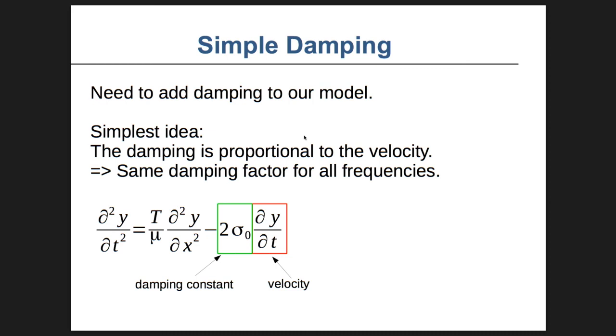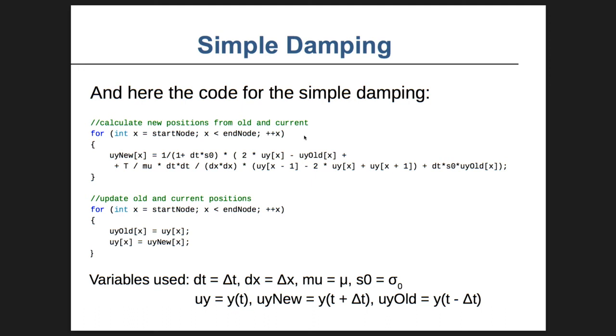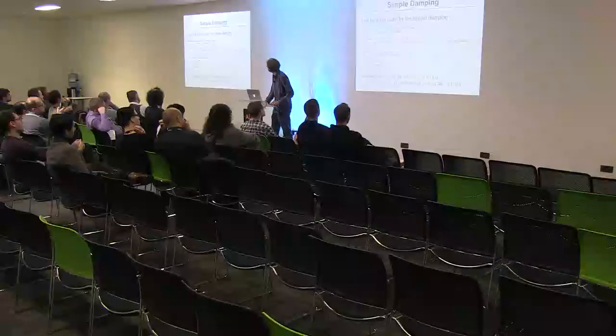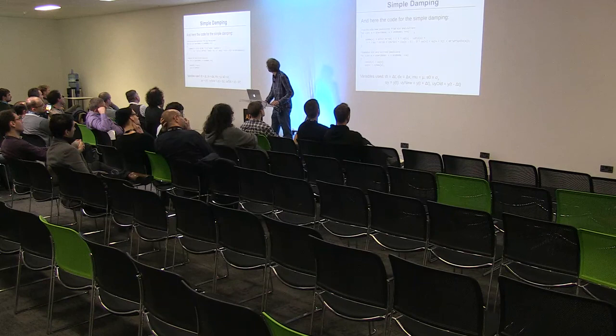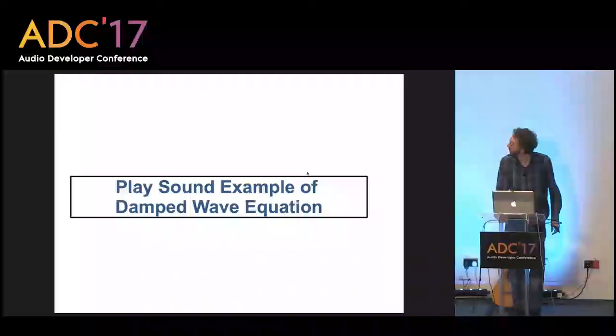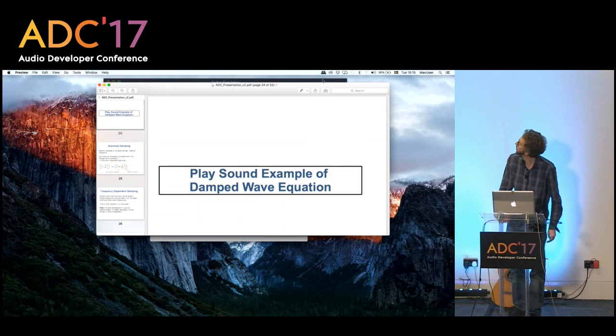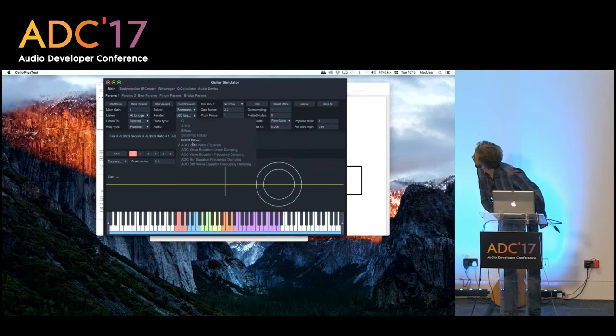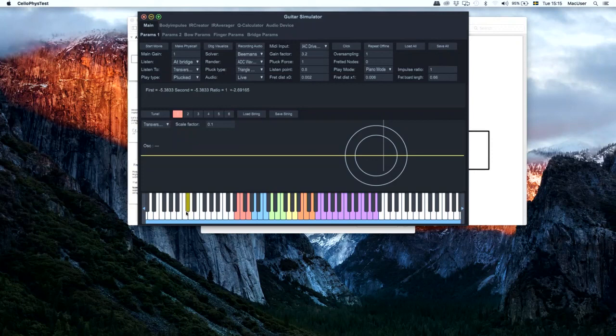And this can, of course, also be put in C++ code again. It's slightly more complicated than before, there are a few more terms, but it's still only 10 lines of code. Okay, so let's listen to the damped wave equation. To do that, I have to change my solver to the wave equation with linear damping. Okay, so what does this sound like?